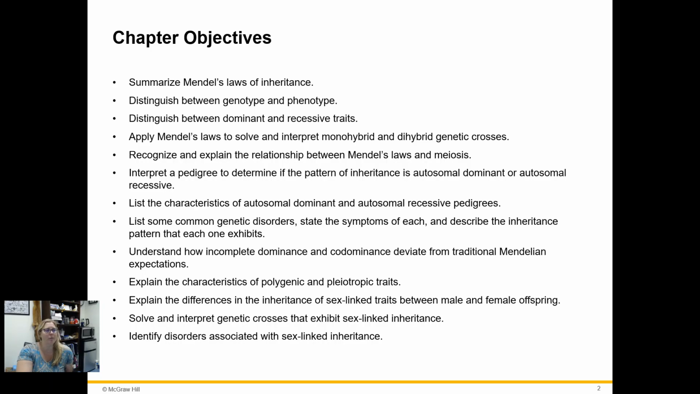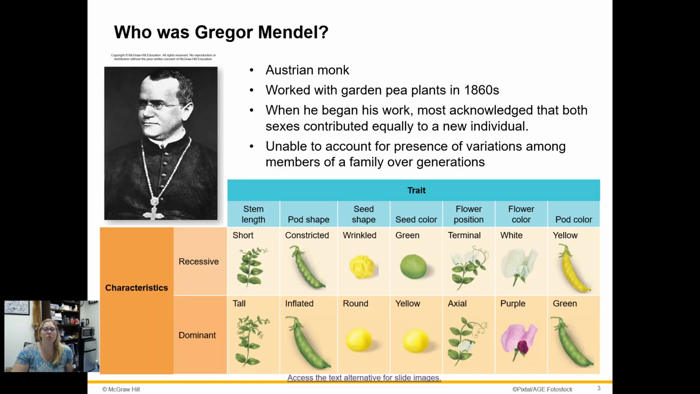Okay? So, who was Gregor Mendel? Gregor Mendel was an Austrian monk, and he worked in the garden in the 1860s. He was actually someone who was very into statistics. He was a mathematician, and he worked in the garden as part of his chores and something that he enjoyed at the monastery that he went in. At the time that he was doing his work, he just started noticing patterns in the garden.